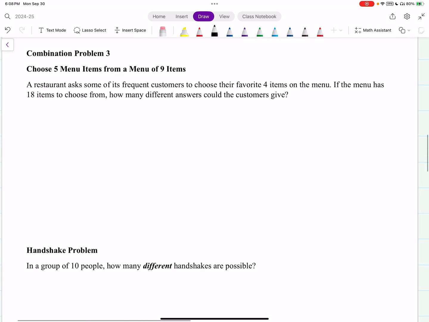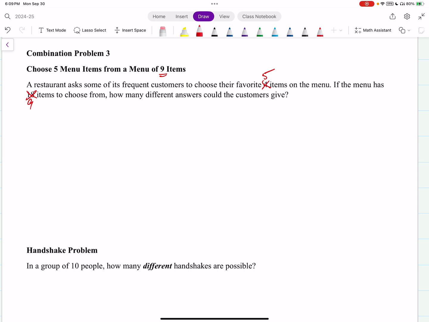Okay, combination problem number 3. Choose 5 menu items from a menu of 9 items. So we're choosing 5 from 9. So suppose, here's the scenario. Suppose a restaurant asks some of its frequent customers to choose, oh, I changed the numbers. Okay, I got to modify this. So to choose 5 menu items, if the menu has not 18, but it's supposed to be 9. Okay, so 9 items here. I forgot to change my numbers here. How many different answers could the customer give?